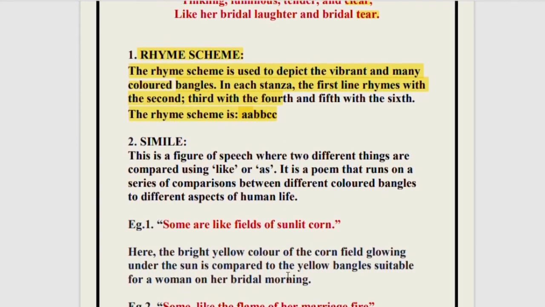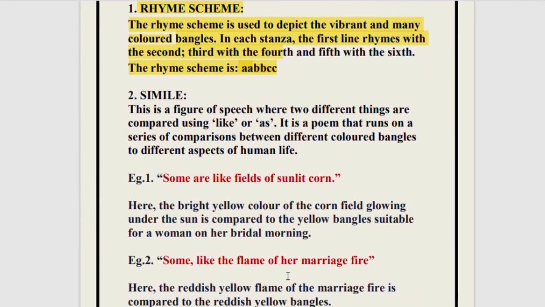Now we will move to simile again. All through the poem, there are a number of similes. So, here is another one. This is a figure of speech. This is the same definition everywhere. A figure of speech where two different things are compared using like or as. It is a poem that runs on a series of comparisons. There are a number of comparisons, similes that you will find throughout the poem.